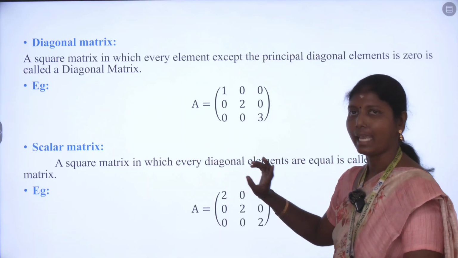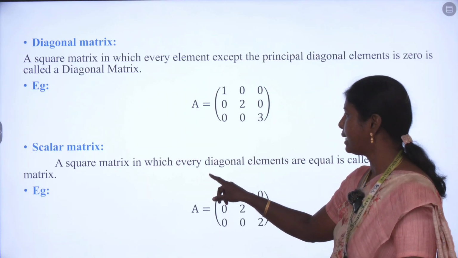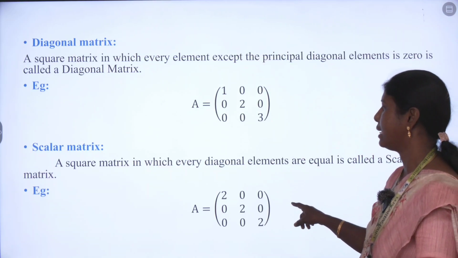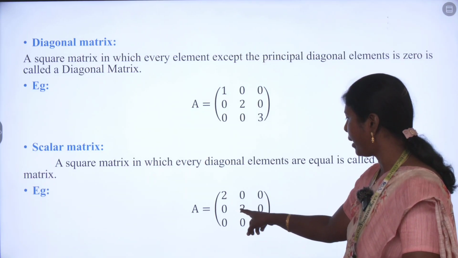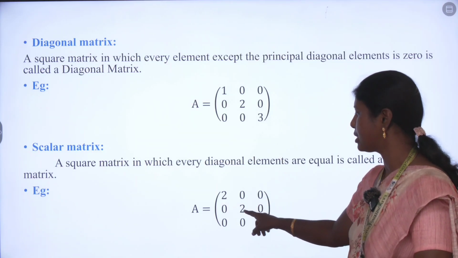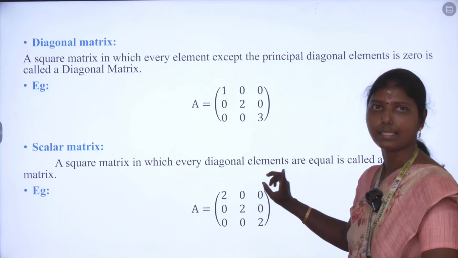So next is a scalar matrix. A square matrix in which every diagonal element is equal is called a scalar matrix. For example, in the main diagonal, all the element values will be equal. The remaining elements will all be equal to 0. This is called a scalar matrix.